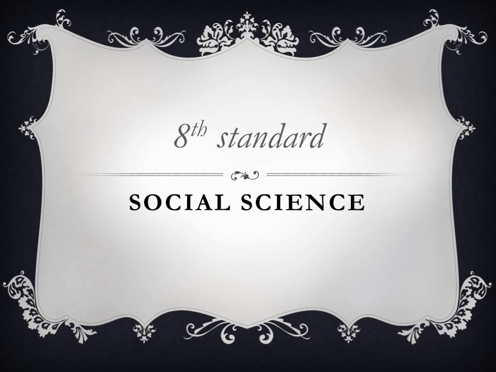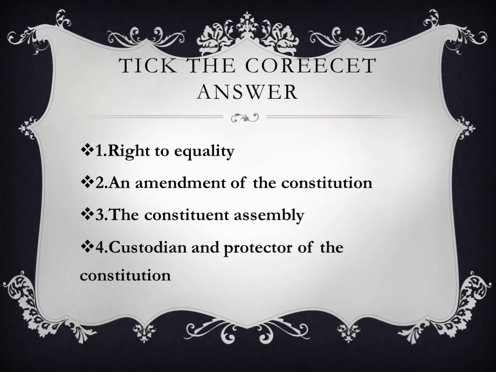Have you turned to page number 232? Tick the correct answer. The fundamental right that aims at the abolition of social distinction is the right to equality. Answers are only given. Check your book, all of you. Second one, the fundamental duties of Indian citizens were provided by an amendment of the Constitution. Third one, the Constitution of India was made by the Constituent Assembly. Fourth one, the Constitution made the Supreme Court the custodian and protector of the Constitution. So these all are the correct answers. If your answers are wrong, you have to correct them now itself, okay?